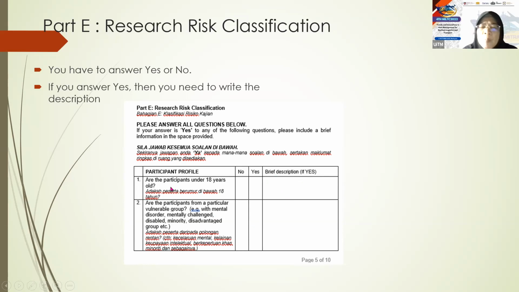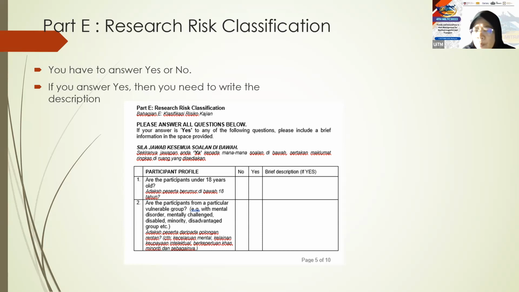Okay, next, are the participants from a particular vulnerable group? For example, those with mental disorder, mentally challenged, disabled, minority, or disadvantaged group. Okay, if you say yes, then you need to give a description. Let me tell you what is the effect of no and yes here. Remember just now I said that all of the research applications will be categorized into two: either minimal risk or more than minimal risk.